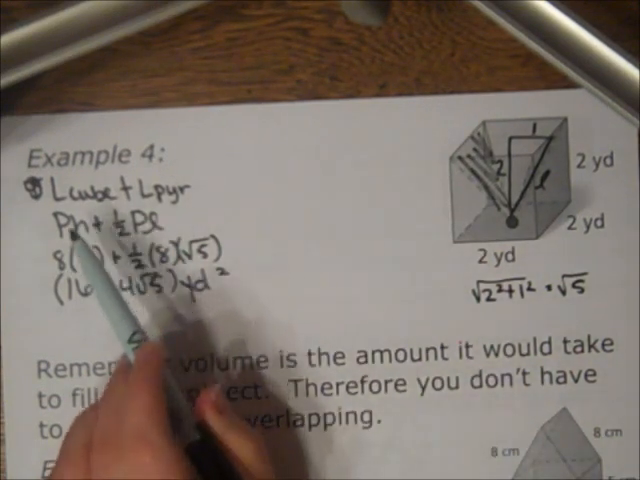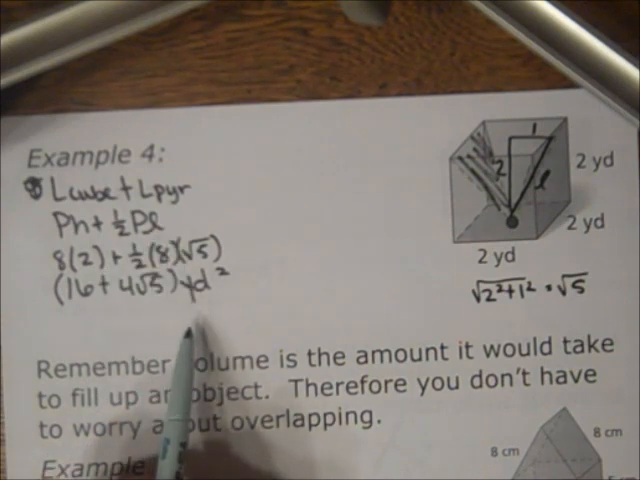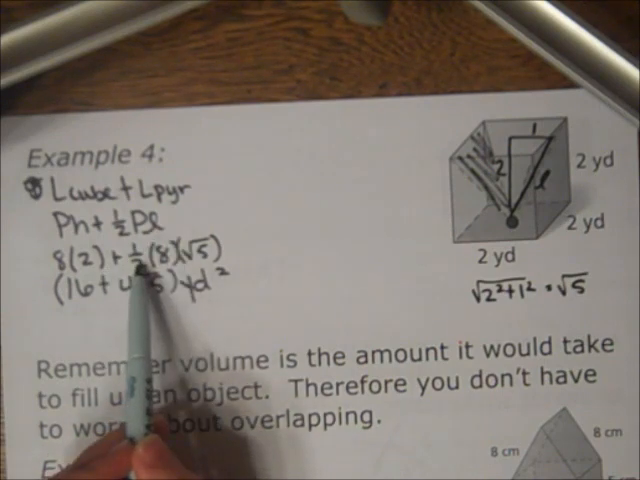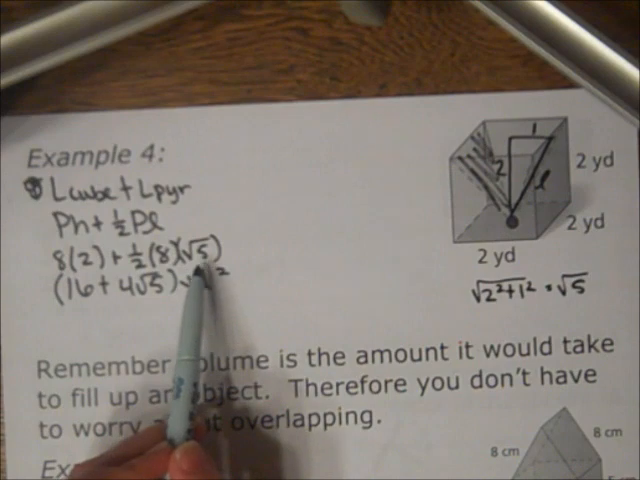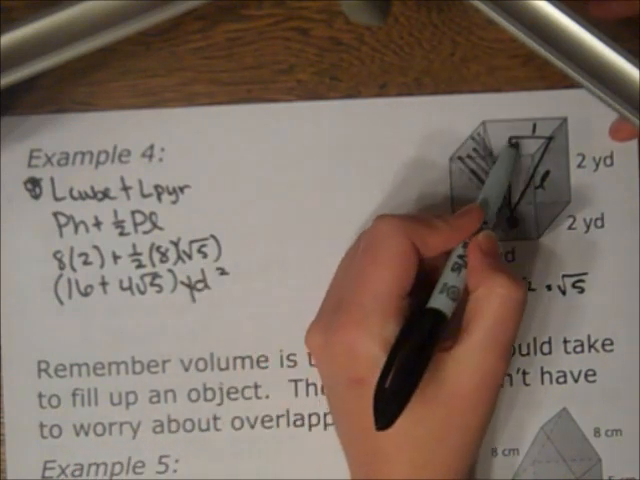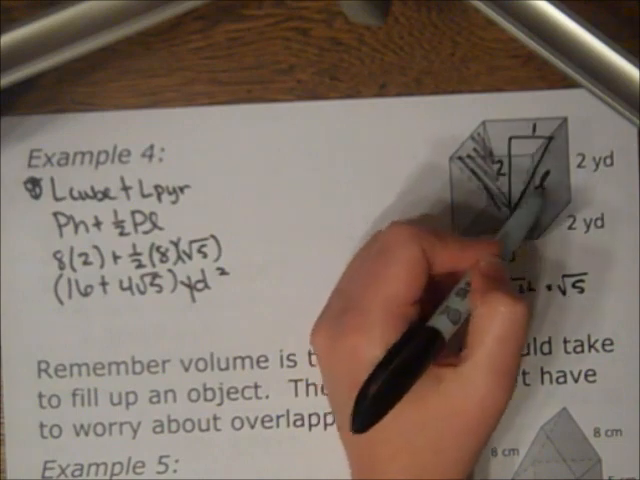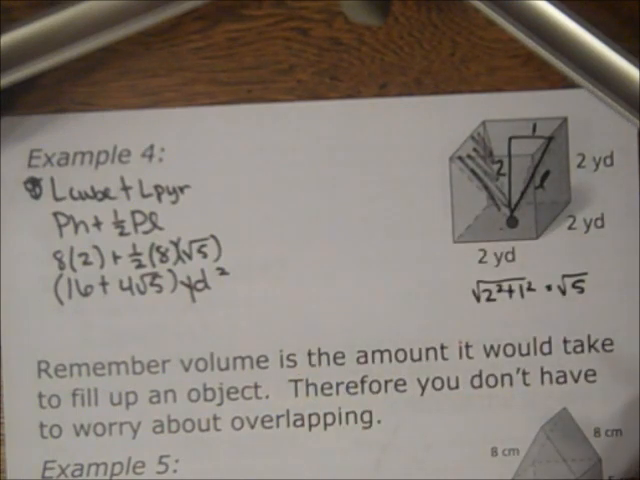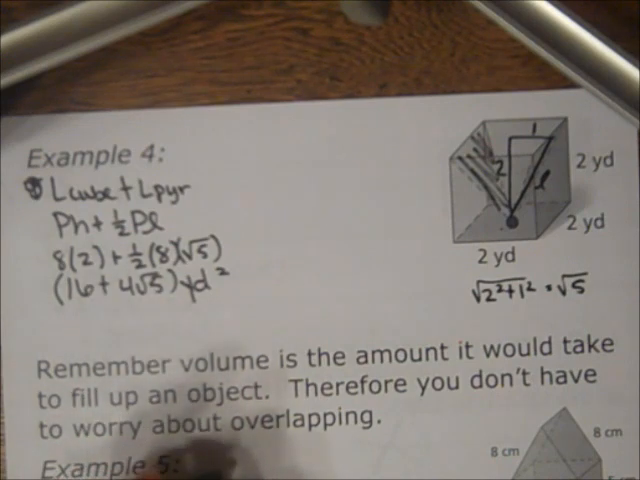Okay, so PH would be, perimeter would be 8 times a height of 2 plus 1/2 PL, so 1/2. Perimeter would be 8, and then I need slant height. I have the vertical height is 2, so if the vertical height is 2, the apothem, if you will, is 1. So that gives my slant height the square root of 5. 16 plus 4 times the square root of 5.